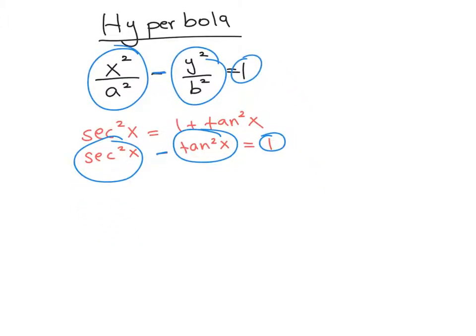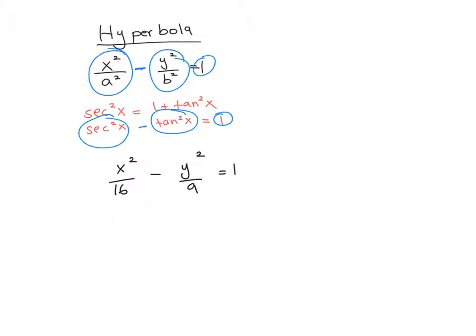So let's say I'm given this equation: x squared over 16 minus y squared over 9 equals 1. Now I can do the same proof I did earlier. Set this x squared over 16 equals secant squared x, solve for x, and then square root, and I will get that x is equal to 4 secant x. And I can do the same thing for this one. Set y squared over 9 equal to tangent squared, and then solve for y, and I will get that y is equal to 3 tangent x.